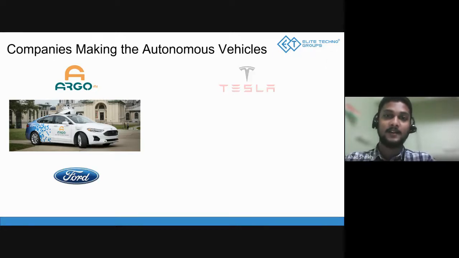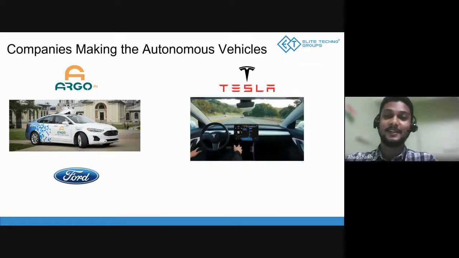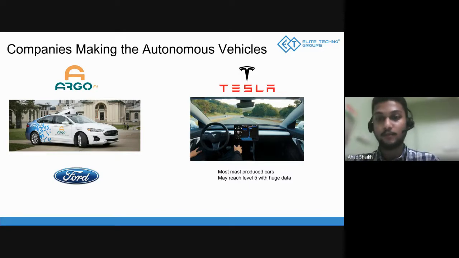Okay, and after that comes the very interesting one, which is Tesla. There are certain advantages with Tesla when it comes to autonomous driving, because they have the most mass-produced cars, which are loaded with sensors and equipped with level 3, level 4 autonomy, which pushes them toward reaching level 5. It increases the chance of making them a level 5 autonomous vehicle, completely driverless.